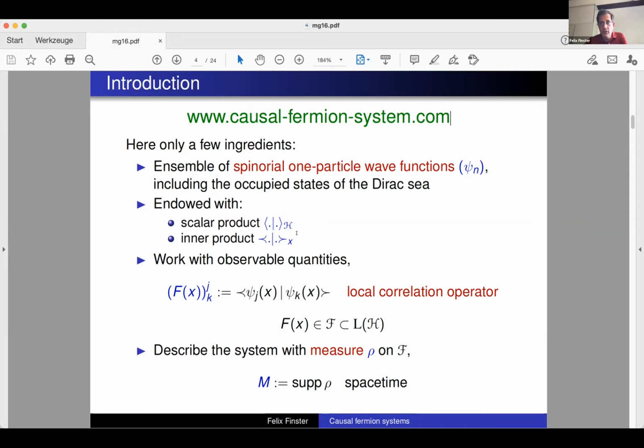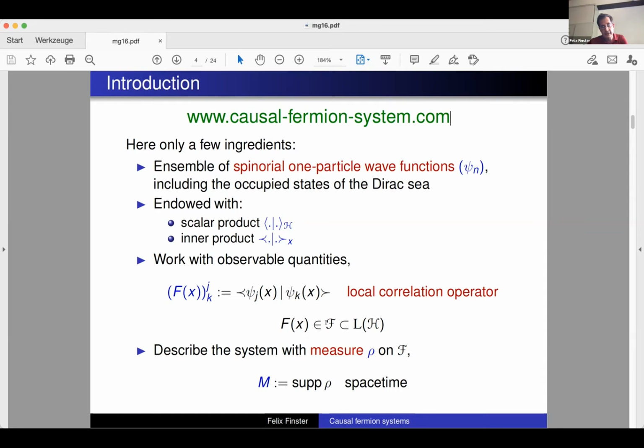Moreover, at every space-time point, the wave functions are endowed with an indefinite inner product, which we denote like this. And out of this ensemble, we now form observable quantities. Namely, what is observable are densities and correlations of these wave functions. In the simplest case, one chooses an orthonormal basis, and then the matrix entries of an operator F(x) are simply given by the inner product of these wave functions at a given space-time point. This gives a linear operator on the Hilbert space with certain properties, which I will mention on the next slide.